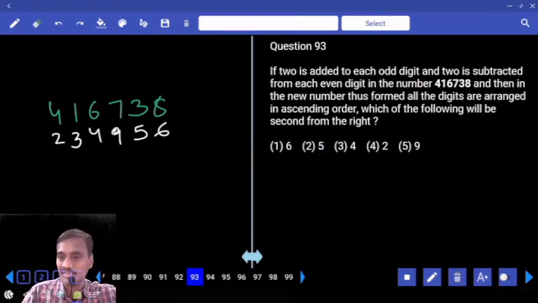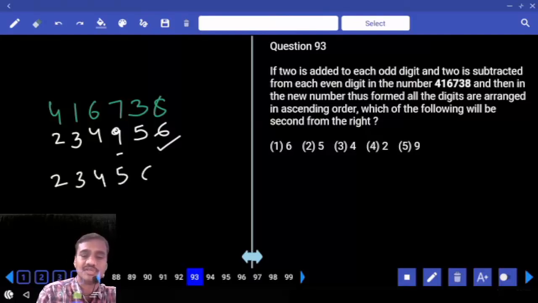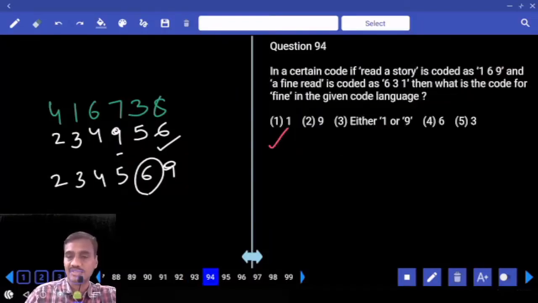And then in the new number thus formed, all the digits are arranged in ascending order. Which will be second from the right? Second from the right is nothing but the second highest. And which is the highest here? 9. And the second highest will be 6. If you write all these in ascending order, 2, 3, 4, 5, 6, 9, then the second from the right hand side is 6. Choice 1, question number 93.